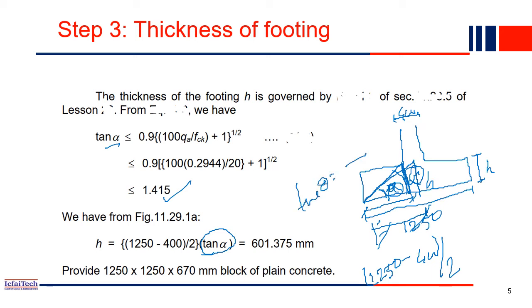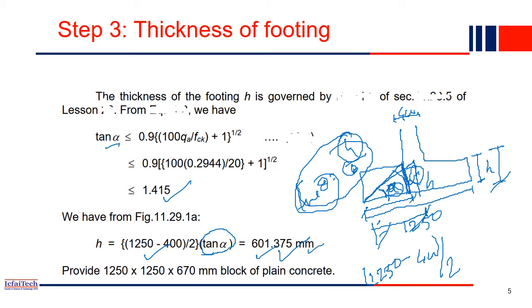Tan theta is equal to height by base. So using the same formula, we know the base, we know tan theta, we can easily compute the height. So the same formula we have used and we computed the height required. So the height required is 601.37 mm.